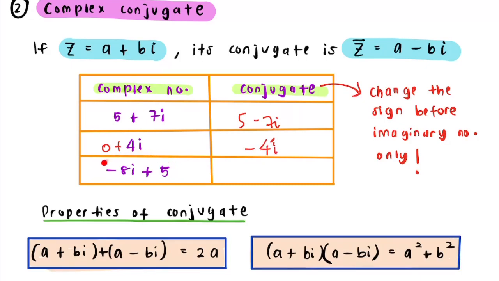So let's see the next one, minus 8i plus 5. Be very careful here. Arrange it first into standard form: 5 minus 8i. Now let's find the conjugate. The conjugate is 5 plus 8i. So be careful not to get confused with the order. Make sure you change it to standard form first.